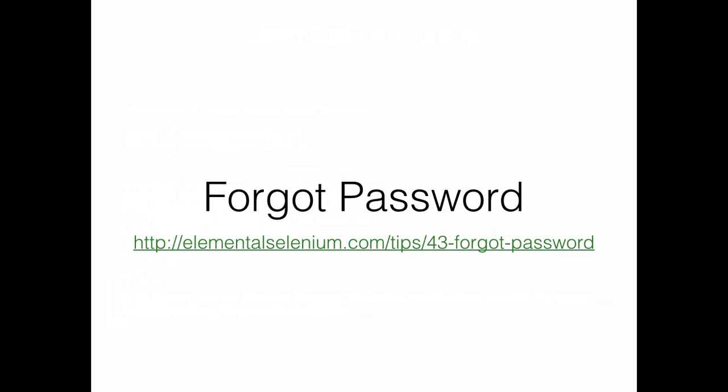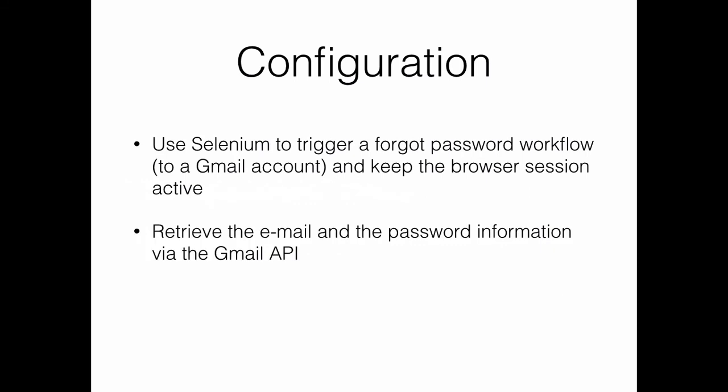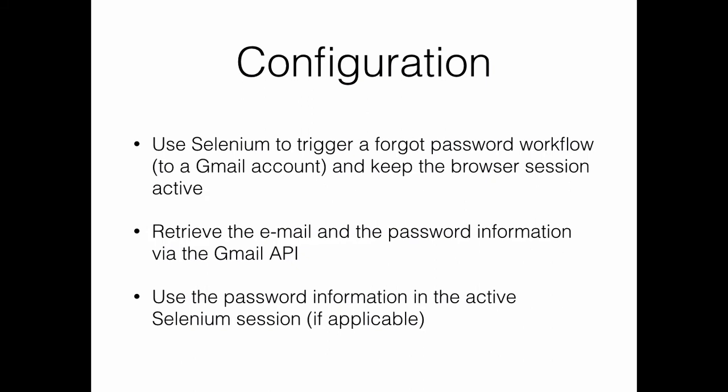And so in this example, we use Selenium to load an instance of a browser and trigger a forgot password workflow and send it to a Gmail account, and then keep the browser session active, because we're assuming that there's information in this email that we're going to want to then use in this browser session. We could then go to the email and retrieve this information, and we don't have to go through Gmail's web front end, which would be a nightmare to maintain. We can actually use their API, their REST API, to get the information. And then we can pull that information out and then use it in the active Selenium session.